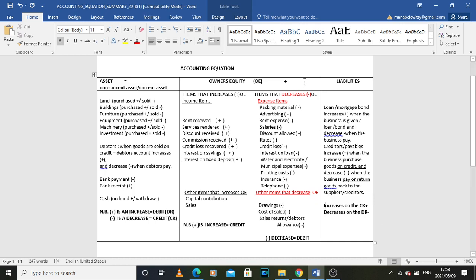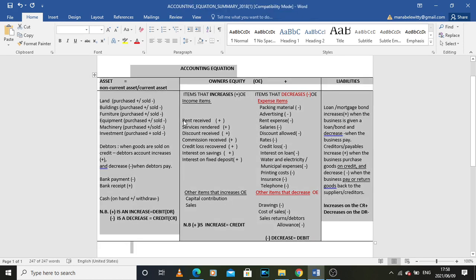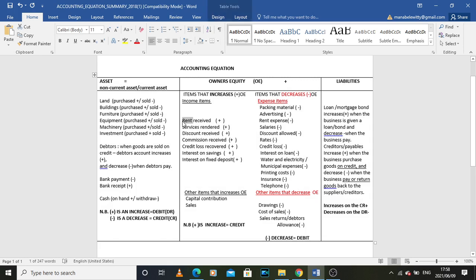So let's come back to owner's equity. Under owner's equity, we have incomes and we have expenses. They're saying item that increases owner's equity, item that decreases owner's equity. So items that are this side, sorry about my highlighting. Let me start from here.